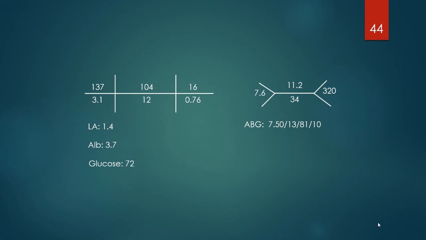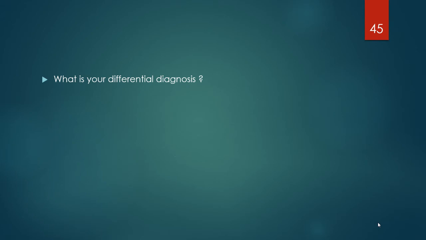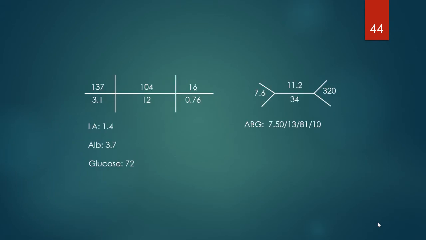These are the labs. Sodium 137, hypokalemic at 3.1, chloride of 104, acidotic with bicarb of 12, BUN 16, creatinine 0.7, a little bit anemic with 11.2 for the hemoglobin. Lactate 1.4, albumin 3.7, glucose 72, with the ABG: pH of 7.5, PCO2 of 13, PO2 of 81, bicarb of 10. What do you guys think? Labs? Too much Narcan.